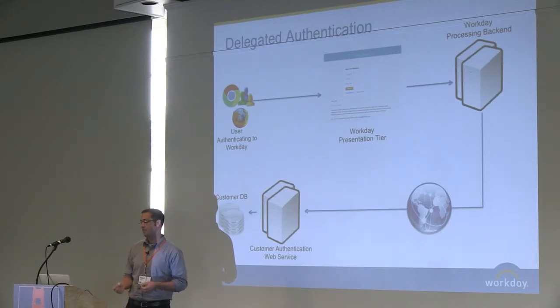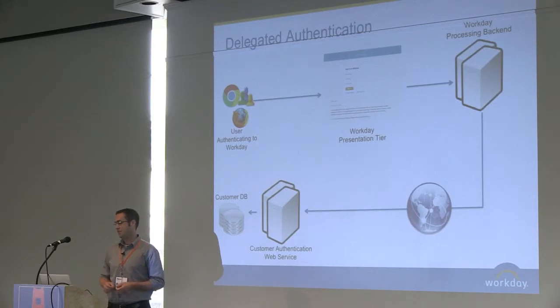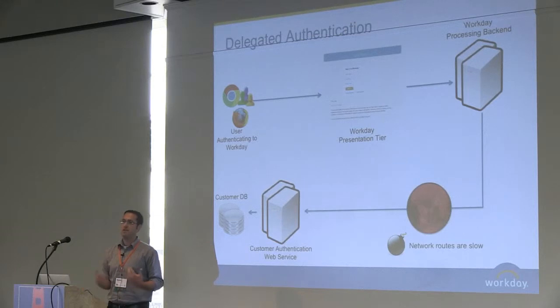And unfortunately, 3 of these things are really completely out of our control. We have to rely upon these systems to answer this question. So how can this fail? Well, the network routes could be slow. We could have some issue actually getting to that external endpoint.